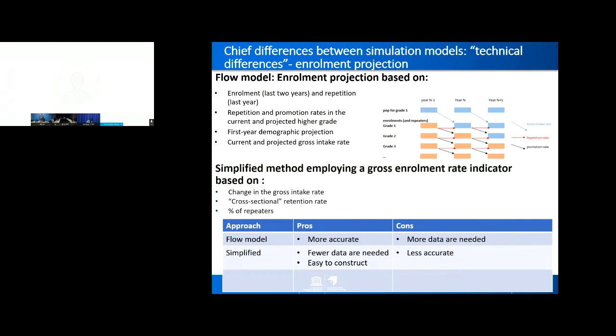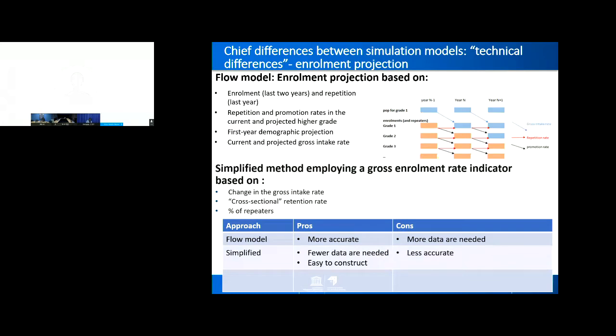The second one is something called the simplified method. We take a chunk of the grades, usually the level. It looks at the growth and intake rate, and also the retention rate, the cross-sectional ones, not by grade, and then the repetition rate.